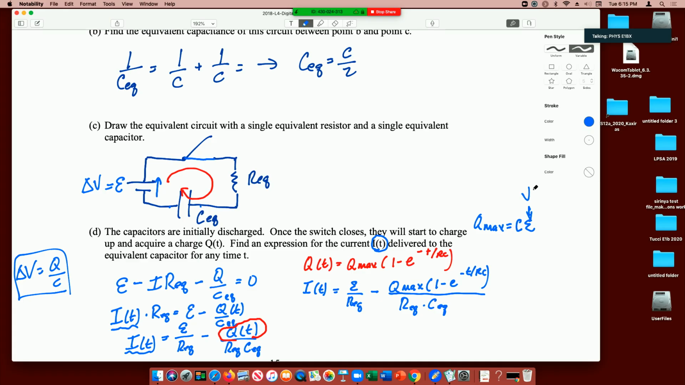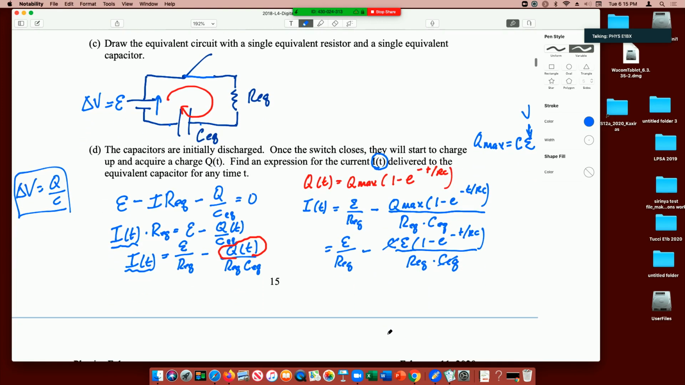So what I could do is substitute in that C times the EMF for Q max, right? So if I do that, this is E over R equivalent minus, I'm just going to write that in, capacitance times the EMF times 1 minus E to the minus T over R equivalent times C, okay? And that cancels out. So if you do a little bit of algebra, and I probably should do this out.